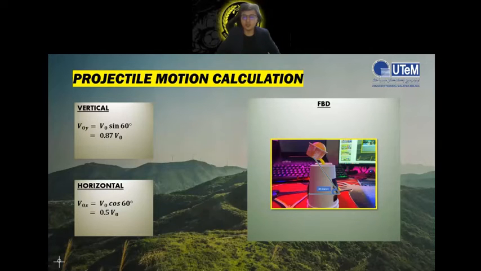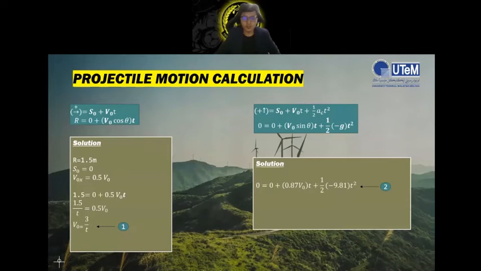For the vertical axis, we analyze that V0y equals V0 sin 60 degrees, and we get 0.87 V0. For the horizontal axis, the equation is V0x equals V0 cos 60, and we get 0.5 V0 for the horizontal axis. Next. Okay, now we go to the next calculation.